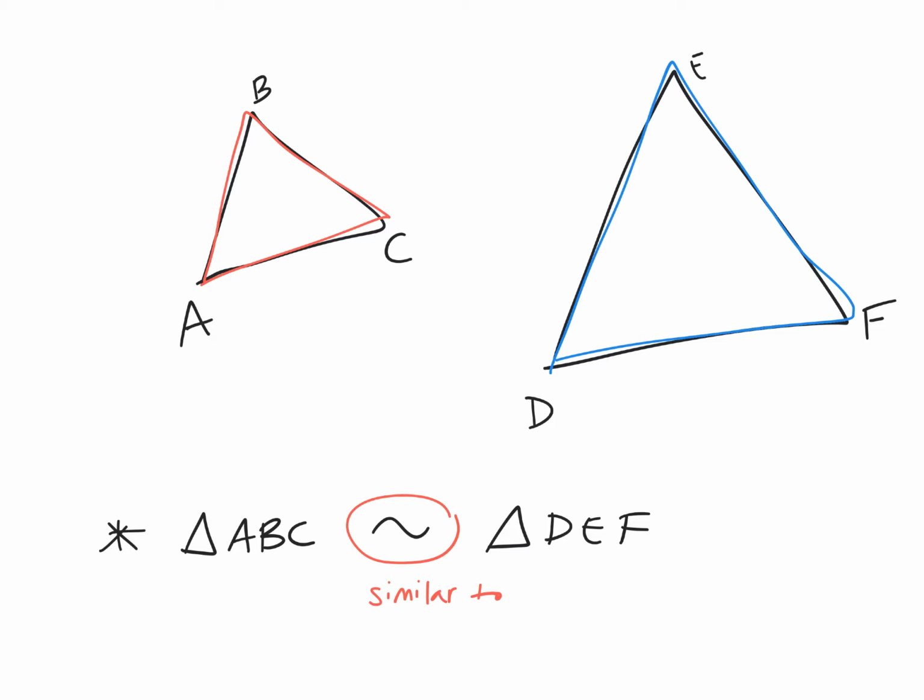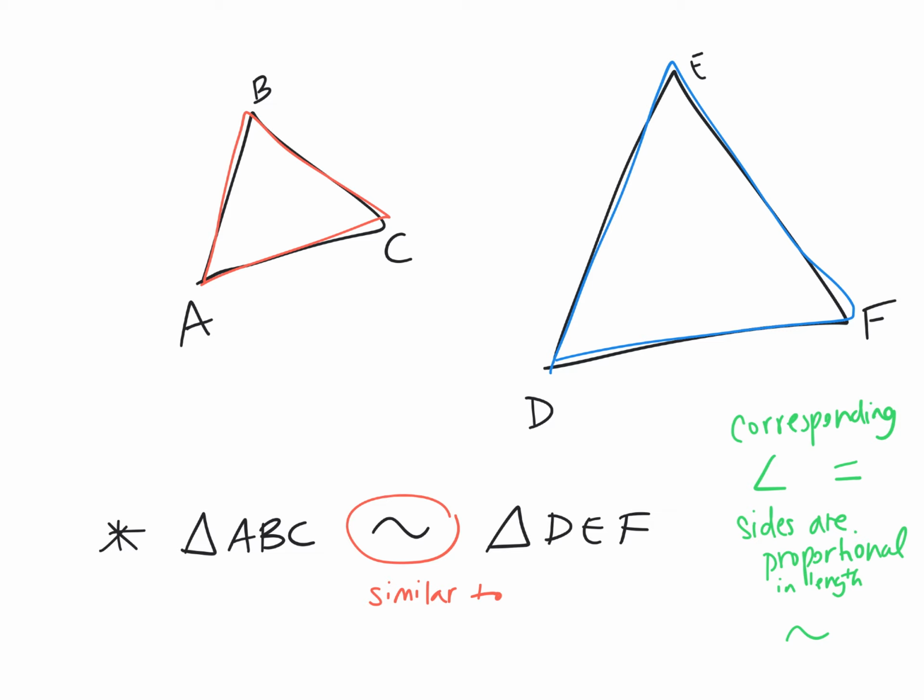If the corresponding, this word's important, angles are equal, it means they're exactly the same, and the corresponding sides are proportional, then they will be similar. If they're proportional in length, I should say. Okay, we have to prove that. We have to figure out what does that mean. Well, angles, easy. If the angles are equal, then the triangles are similar. Also, if the sides are proportional.